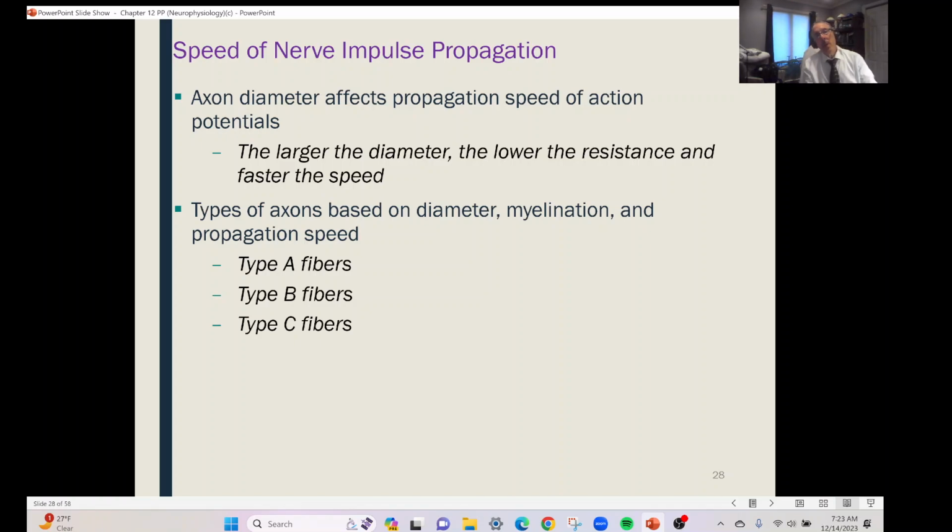The last thing that I want to go over in this lesson is that not all axons are the same, right? There's actually different types. We're going to divide it into three types, type A, type B, and type C. So the axon diameter also affects the speed of the conduction, not just the presence or absence of myelin, but it also has to do with the diameter. Watch this. The larger the diameter, the lower the resistance and the faster the speed, right? So the larger the diameter, the faster the speed. Let's take a look at the three fibers.